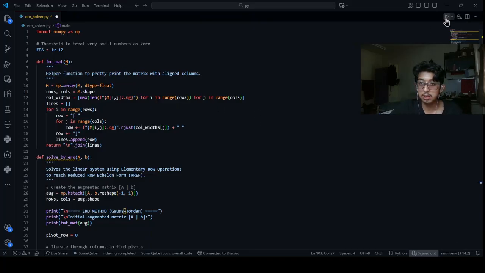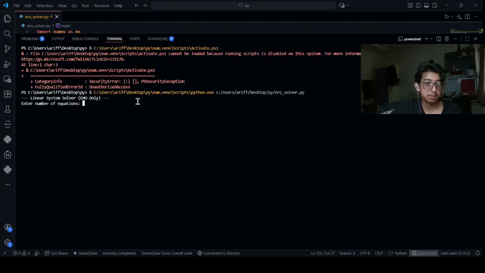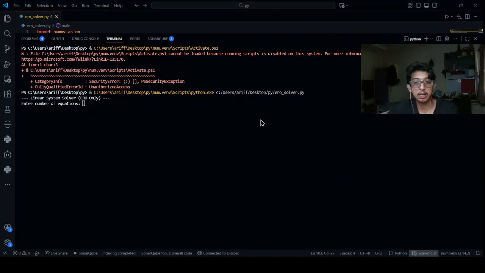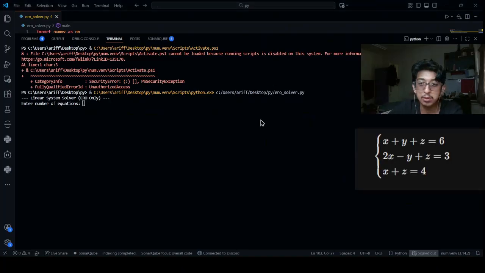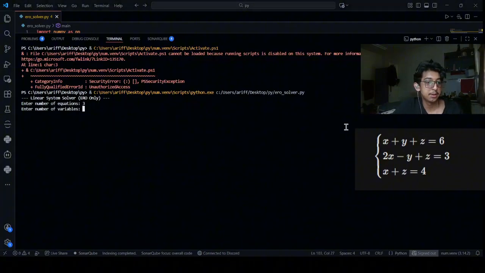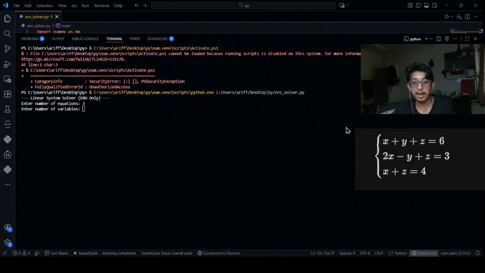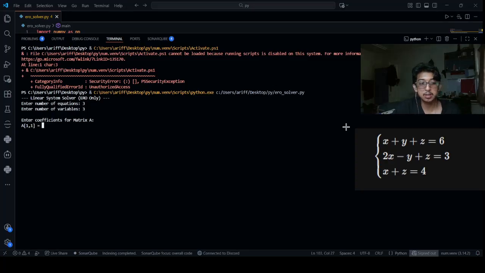Okay, so I will run the code. You can see here, it asks for the number of equations. Let's take a look at the example, which I will show down below here. As you can see, there are three equations, so we put in three. Now it asks for the number of variables. We have x, y, and z, which means three. Now it asks us to enter the coefficients of matrix A.